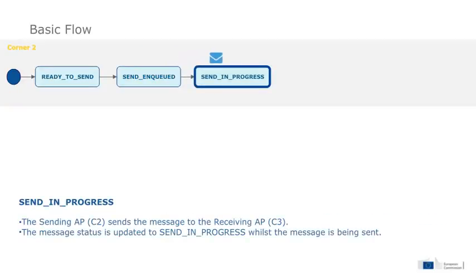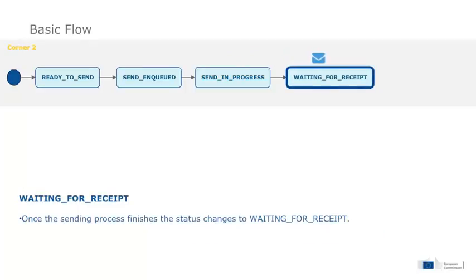It is important to note that Domibus has an internal scheduler that picks up the messages that are ready to be sent. When this occurs, the message status changes from send queued to send in progress. Once the message has been sent, the status of the message changes from send in progress to waiting for receipt.